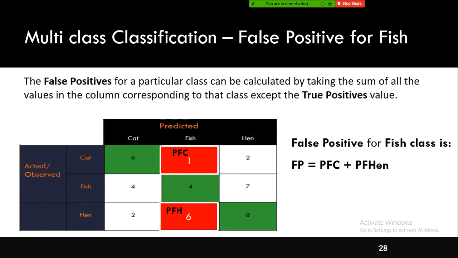The next one is fish. Like the cat, we need to find out the false positive value for the fish.